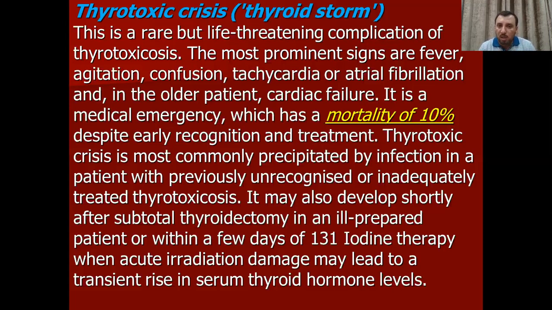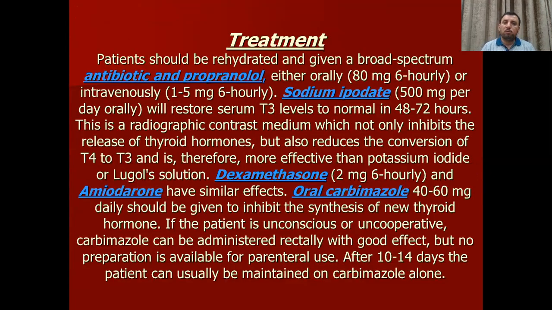The patient develops heart failure, tachycardia, AF, confusion, agitation, and high fever. Treatment is mainly of the underlying cause, in case of infection or poorly controlled thyroid hormone, with antibiotics, beta blocker, or dye. We give dye to inhibit the secretion of the hormone T4, and steroid has been used to control the signs of inflammation, and also amiodarone, and we give oral antithyroid if the patient is conscious. If unconscious, we can do an endotracheal tube and give the carbimazole by infusion in the tube, because there is no parenteral carbimazole till now. And after 10 to 14 days, the patient can be maintained on carbimazole alone and control his condition.